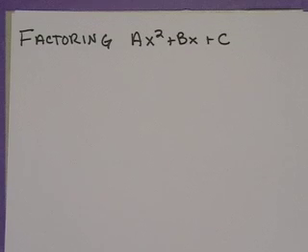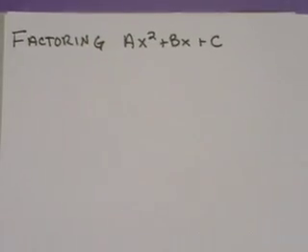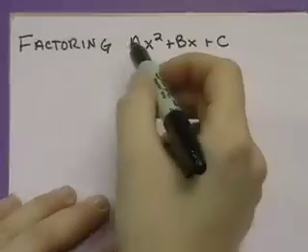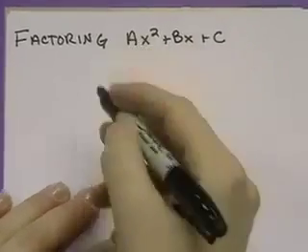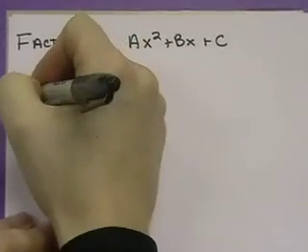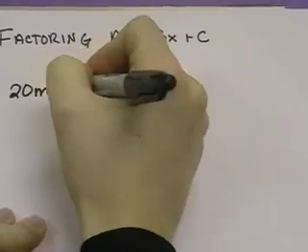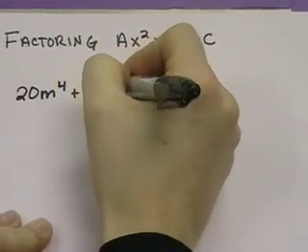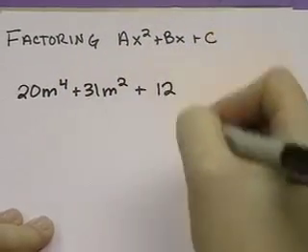Alright, this video is on factoring, and we're going to factor when we have a leading coefficient in the first term. So a leading coefficient. This makes our factoring just a little bit more challenging than it was when this leading coefficient was 1, but it's still kind of the same premise, the same setup. So we're going to start out with a problem: 20m to the 4th plus 31m squared plus 12.